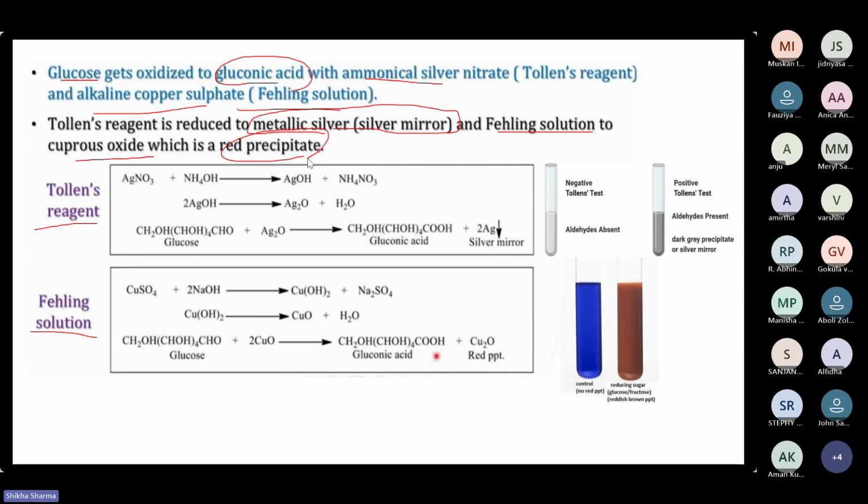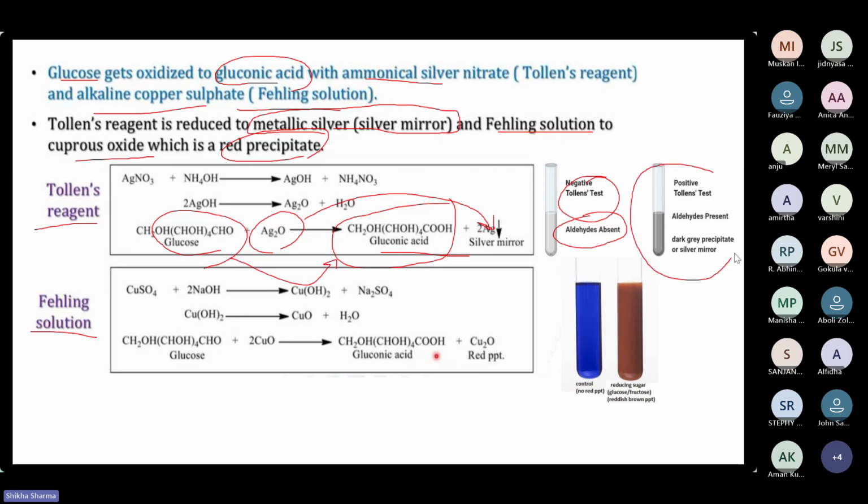So what it is saying is, if we add glucose to Tollens' reagent, this reaction takes place and the oxidation of glucose happens. Glucose is converted into gluconic acid, and the Tollens reagent is converted into silver. If there is a negative Tollens test, it means there is no aldehyde or ketone or reducing sugar, so its color will be like this.